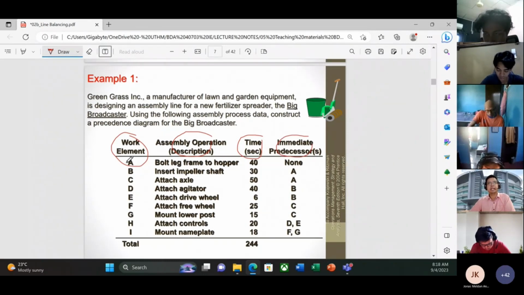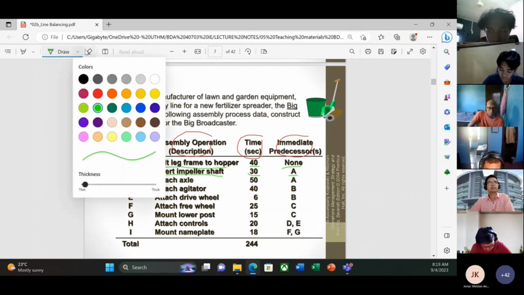So each of the work elements, for example, A. What is the work element for A? Bolt leg frame to the hopper, the process. How much time is required? 40 seconds. Is there any immediate predecessor? None. Then we go to work element B. What is the description of B? Insert impeller shaft. What time is required to complete this assembly operation? 30 seconds. Any immediate predecessor? Yes, A. So each work element has its own time in seconds and its own immediate predecessor.